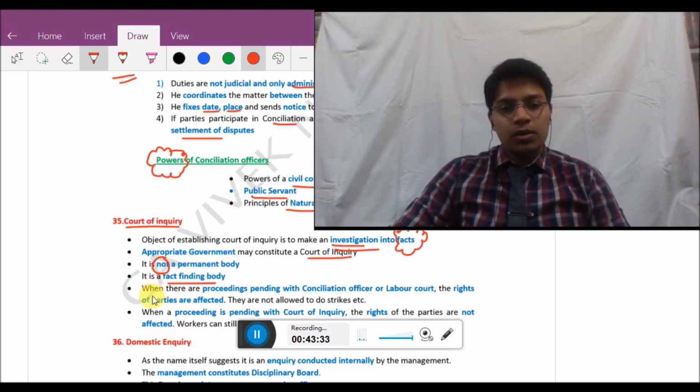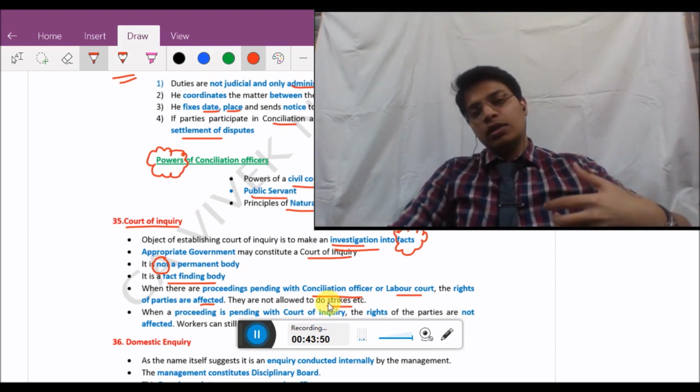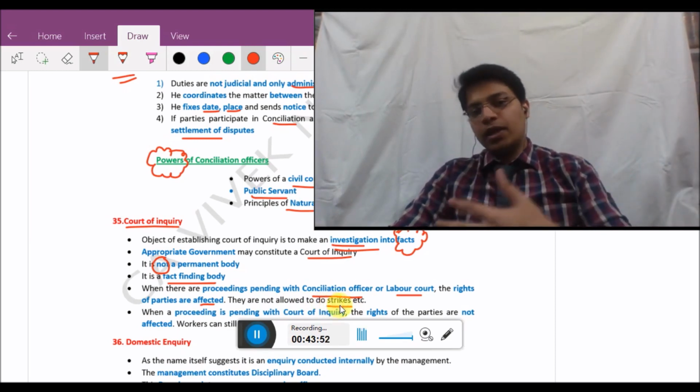It is wound up. So when there are proceedings pending with the conciliation officer or labor court, the rights of the parties are affected. They cannot and they are not allowed to do strikes and all. When their dispute is pending before the labor court, the parties cannot do a strike simultaneously.